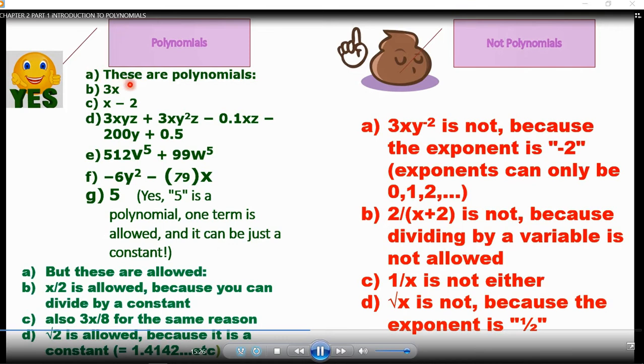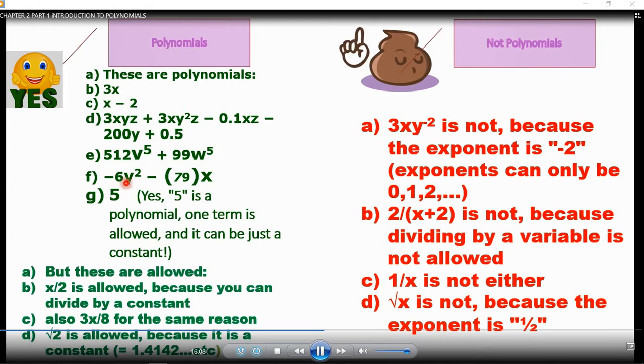Let's move to the further rules of polynomials and non-polynomials. Now these are polynomials. 3x, it's a monomial. This is a binomial. Here you can see many terms, 1, 2, 3, 4, 5 terms. So polynomial. Again here you can see two terms. The powers are positive integers like 5 and 5. They are not negative integers. So it is a polynomial.